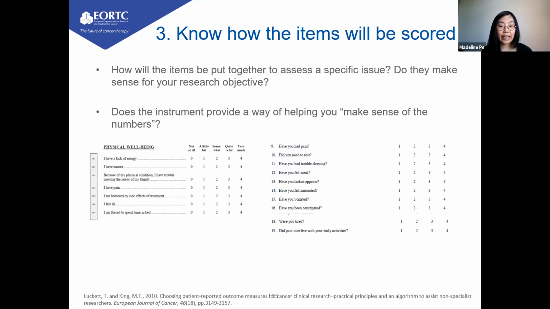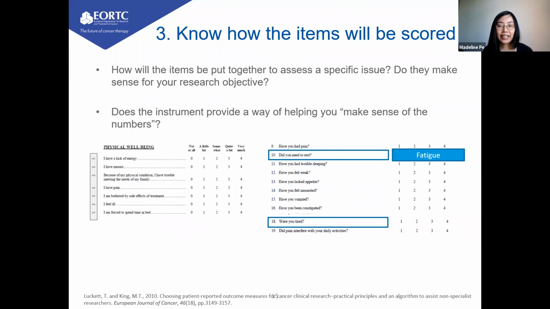So here you can see there are two examples of quality of life measures. On the left side, you can see the FACT measure. And on the right side, you have the EORTC measures. And if you look at the items, you can see that they both have items on pain, fatigue, and nausea and vomiting.